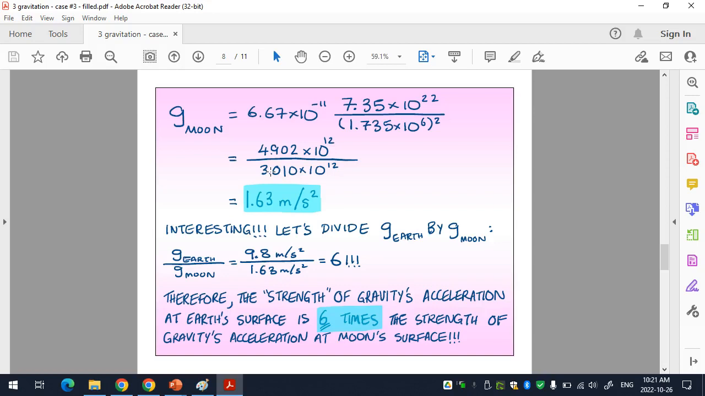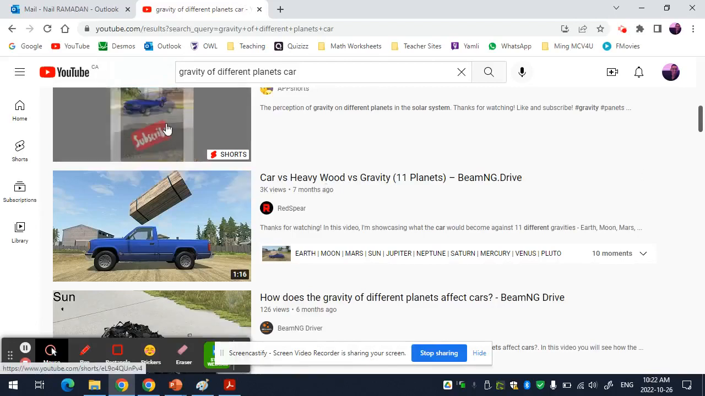Question. Listen up. Yasmin is asking, can the gravitational acceleration go higher than 9.8? Absolutely. Actually, no. The sun actually has so much of a gravitational pull. I'm going to show you. Might as well actually show it to you right now. Hold on, hold on. This one.